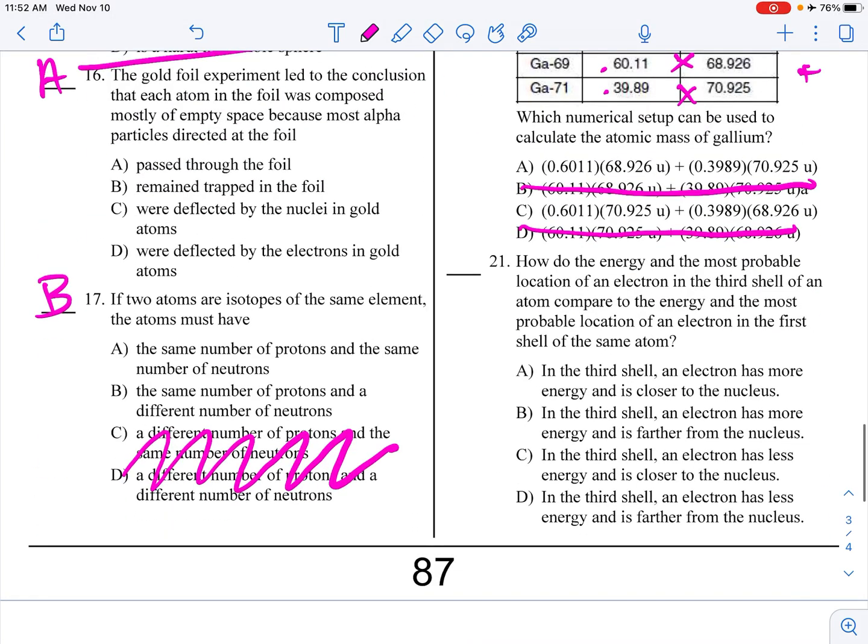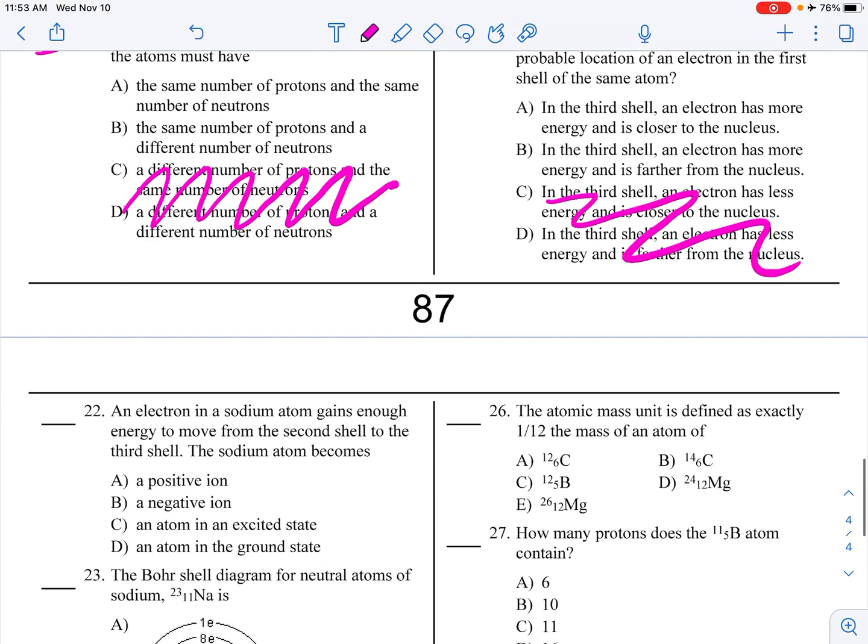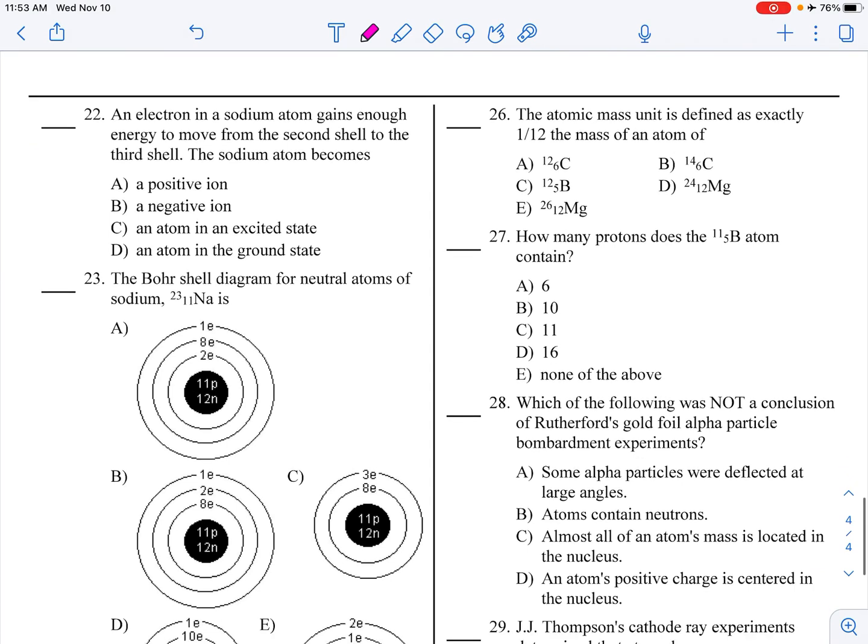How do the energy and the most probable location of an electron in the third shell compare to the energy and most probable location of an electron in the first shell? So higher energy, further away. So if you're in the third shell, you're further from the nucleus. Choice B. An electron in a sodium atom gains enough energy to move from second to third shell. Okay, so if you're moving electrons, you're not losing or gaining. So you would be an atom in the excited state as we jump shells.